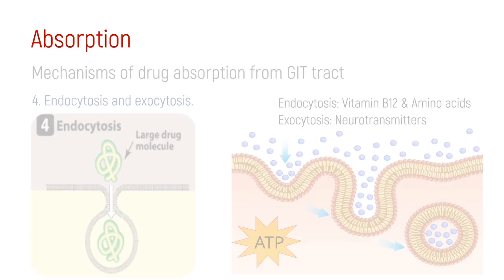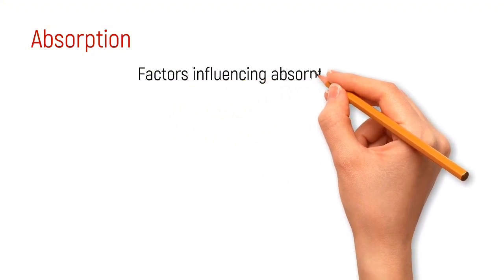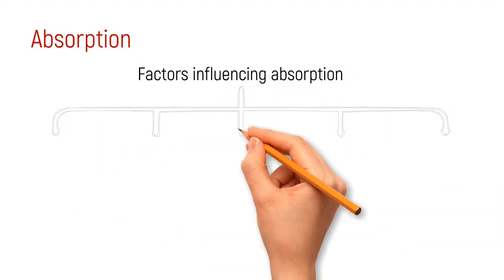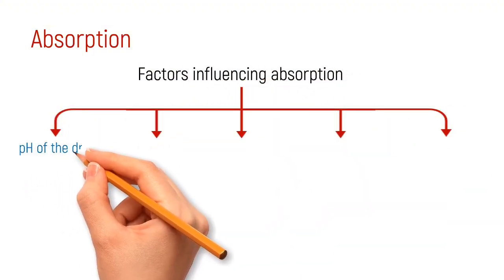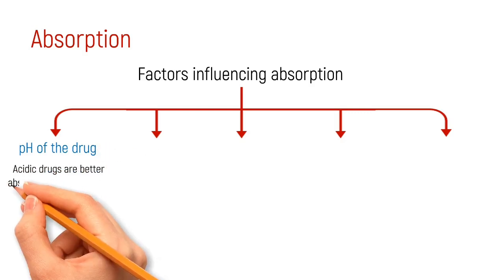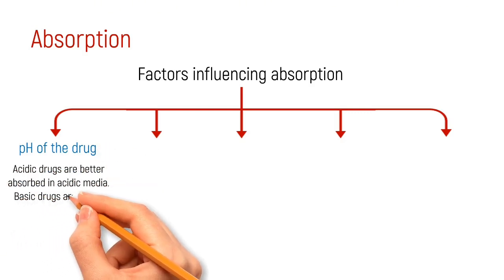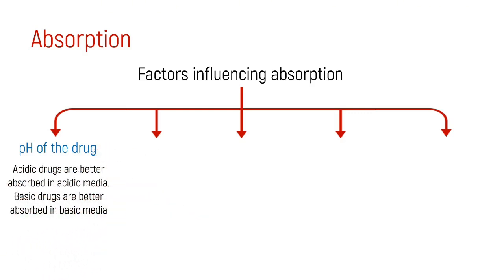Another topic that I want to discuss today is the factors influencing absorption. There are a number of factors that influence drug absorption. The first one is the effect of pH on drug absorption. Acidic drugs are better absorbed in acidic media, while basic drugs are better absorbed in basic media. For example, aspirin is an acidic drug, thus has better absorption in the stomach, while diazepam is a basic drug, that's why it has better absorption in the intestine.